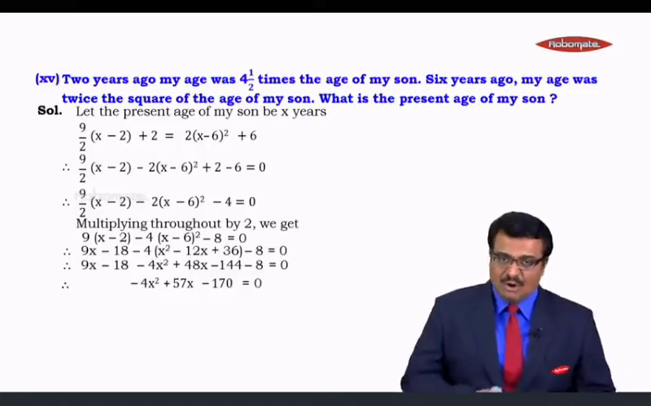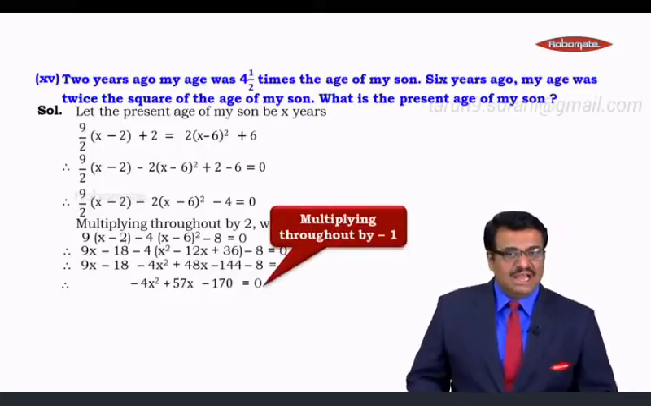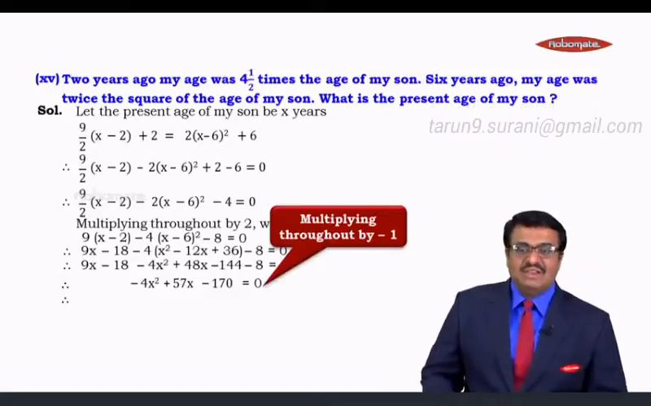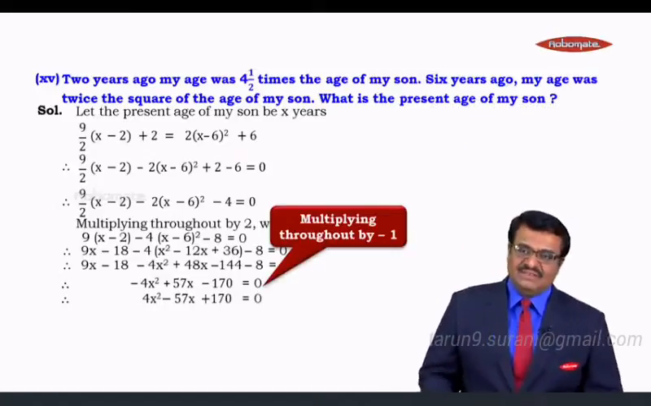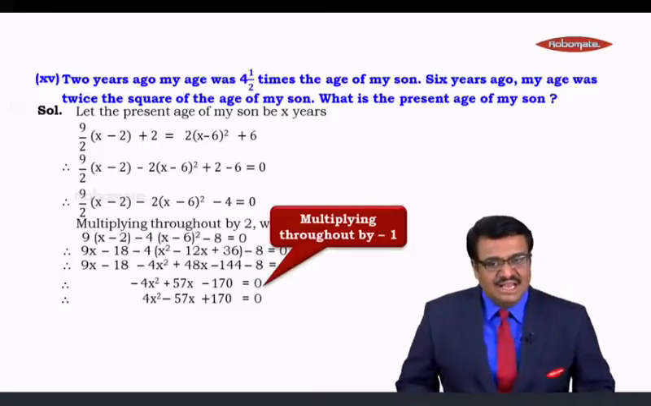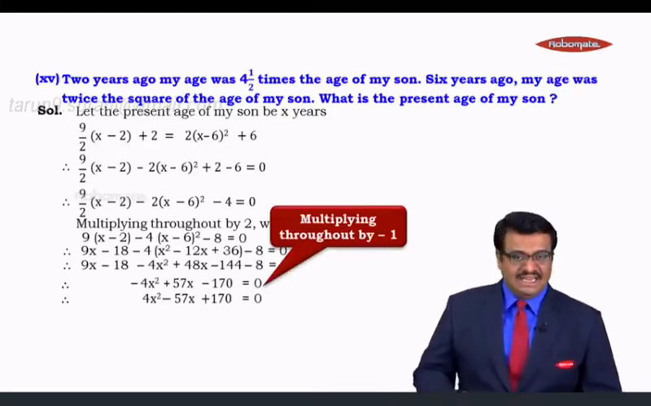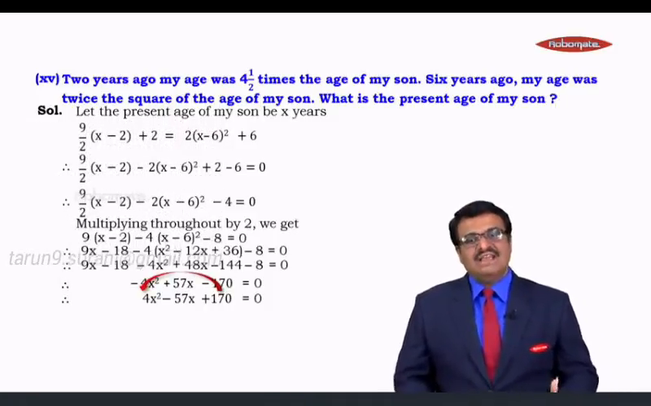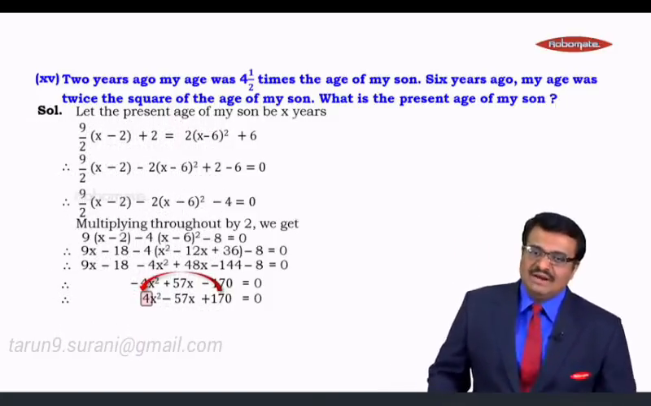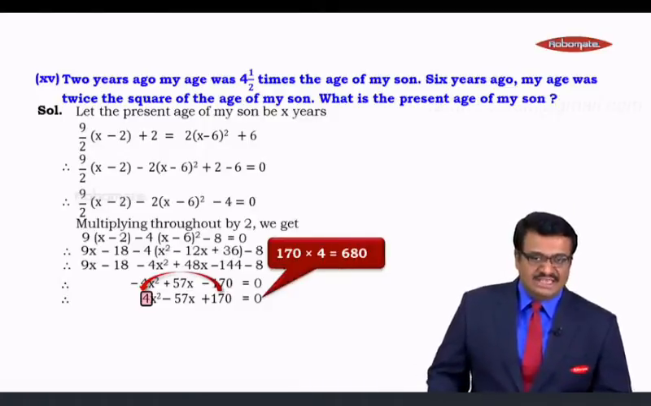Let us write it like a proper quadratic equation. Multiplying throughout by minus 1, we'll get 4x square minus 57x plus 170 is equal to 0. 3 terms are there. Let us try to solve it by factorization, that is splitting the middle term, right? Last number 170 is multiplied with the first number. 170 into 4 will give you 680.